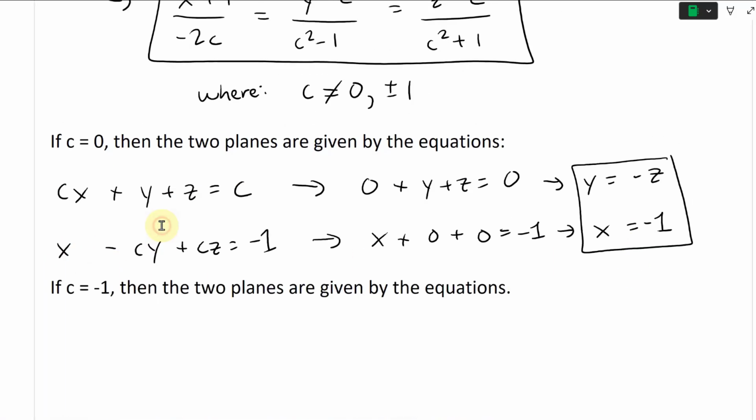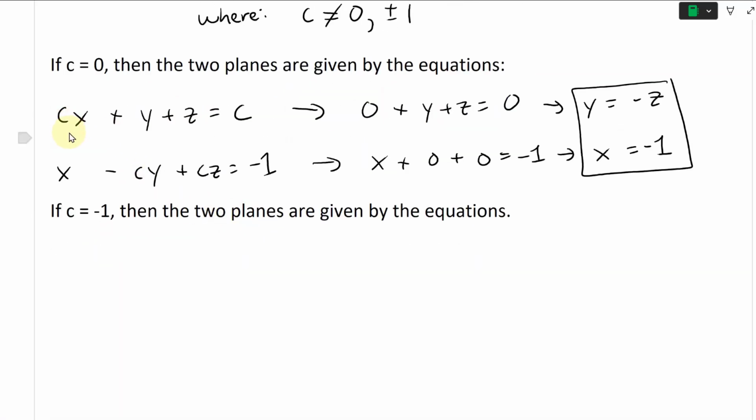And now the next case is if c equals -1, so let's plug that c inside there, then the two planes are given by the equations.